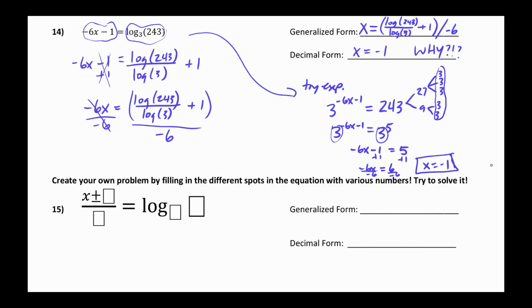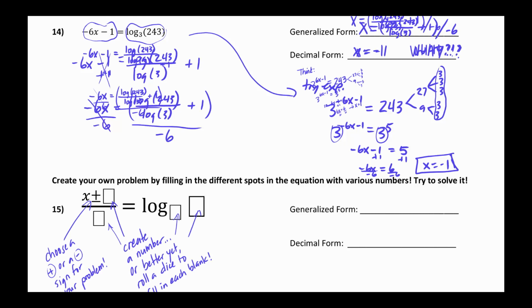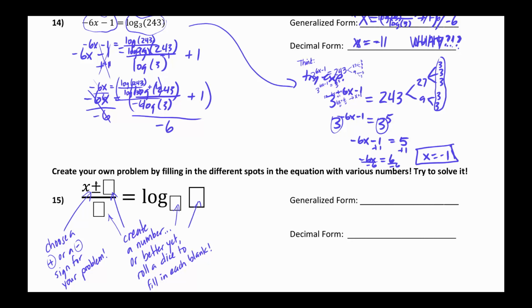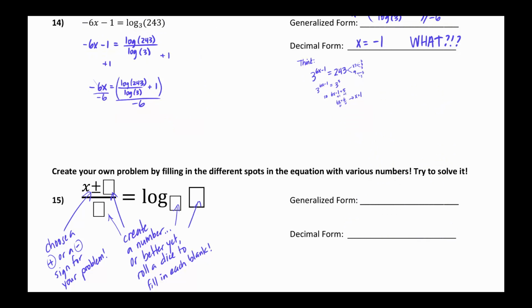And the very last problem, okay, you're just filling in these spaces with numbers and trying to figure out what your individual problem would be. So I'd encourage you guys, choose a problem where you have either a plus or a minus sign down here. Maybe fill in these boxes with numbers that you just pick out randomly, or better yet, you could even roll a dice and put numbers in there, and then go ahead and write your generalized form, and then figure out what that would be as a decimal. If you can do your own problem, you truly understand the material, and you'll do very well in the homework and the quizzes and the test.